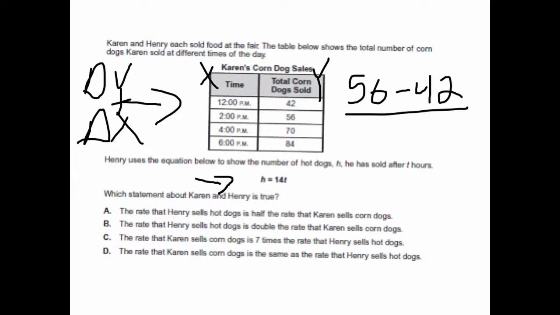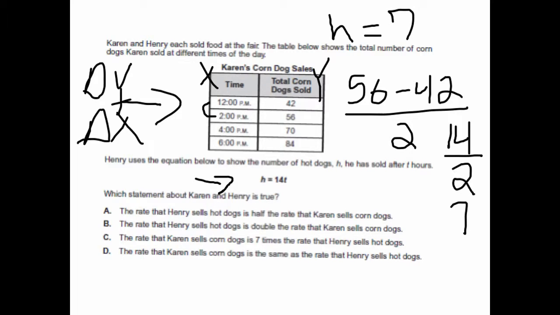Now, be really, really careful, okay? Because the difference between 2 p.m. and 12 p.m. is actually only 2 hours. That's the difference. It's not 2 minus 12, it's 2 hours. 56 minus 42 is going to leave you with 14, divided by 2, and that leaves me with 7. So Karen's equation is H equals 7T. So she's selling about 7 hot dogs per hour.